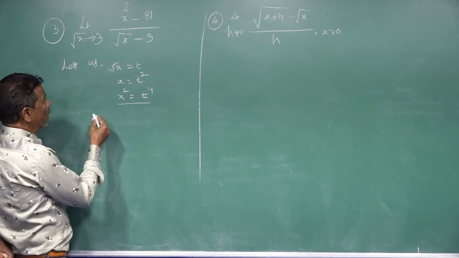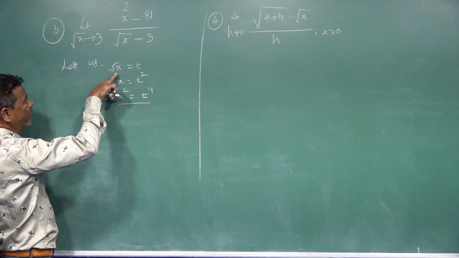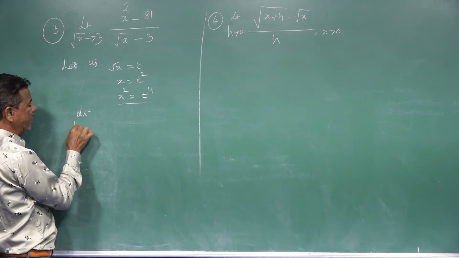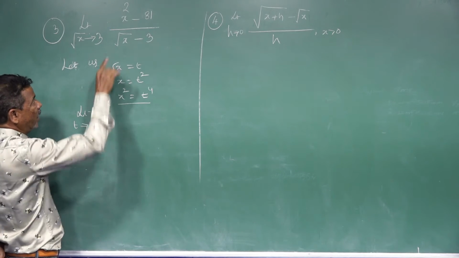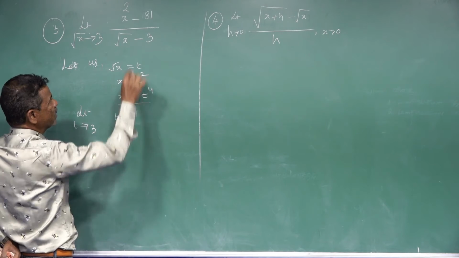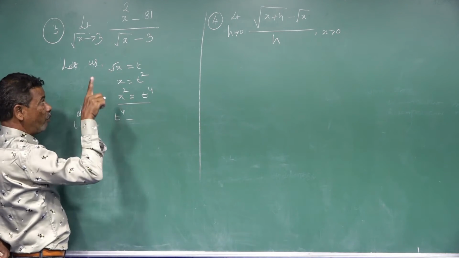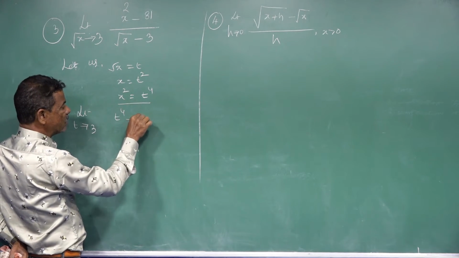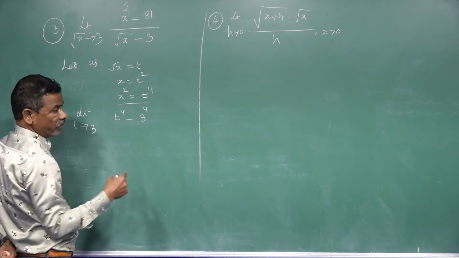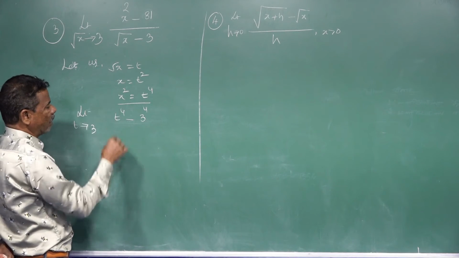Next we apply here. Where is the root x? There is the t. Limit root x is the t tends to 3. X square value in terms of t is t to the power of 4 minus 81, and 81 is written as 3 to the power of 4. 3 to the power of 4 value is 81. 3 3 is 9, 9 9 is 81.